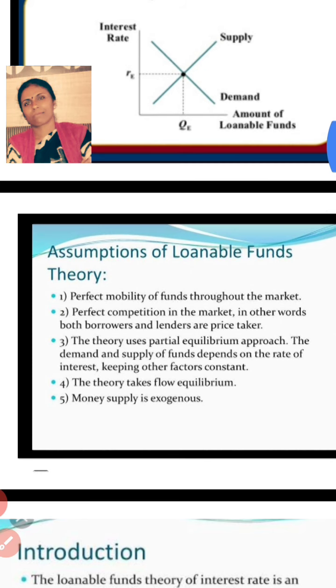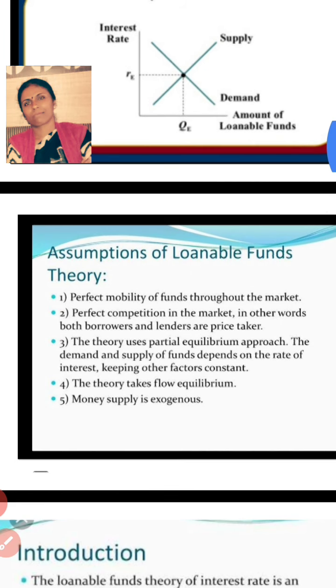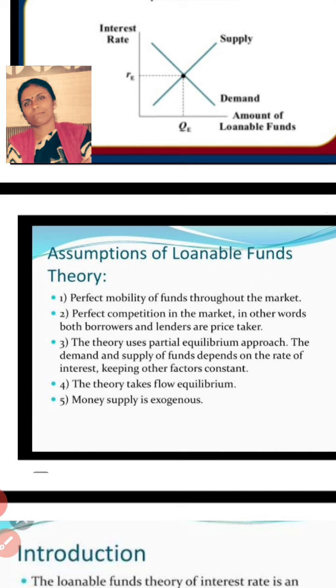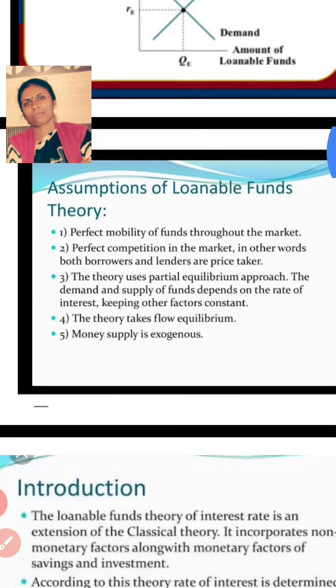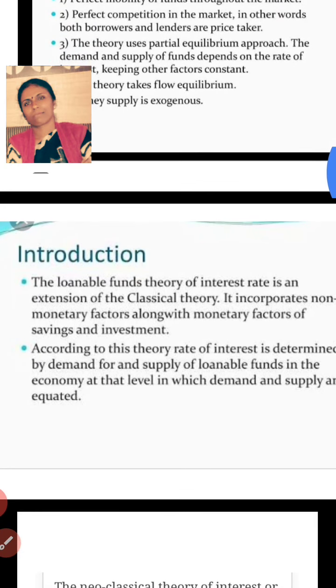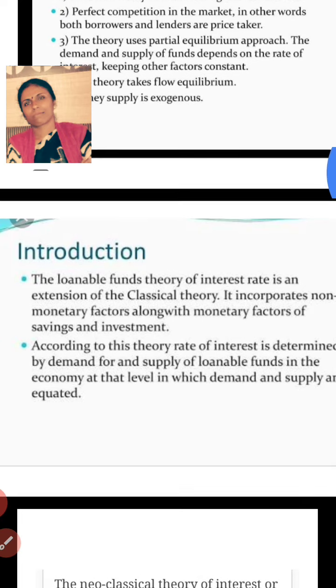The theory uses a partial equilibrium approach. The demand and supply of loanable funds depend upon the rate of interest, keeping other factors constant, and other factors are those which affect the rate of interest. The theory considers only the rate of interest as what determines the rate of interest. The theory takes flow equilibrium and money supply is exogenous. So, these are a few important assumptions of loanable funds. On the basis of these assumptions, let us try to understand the theory.